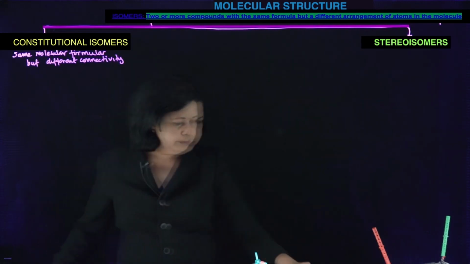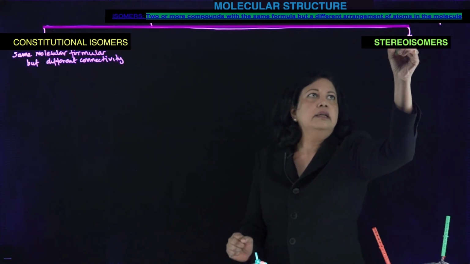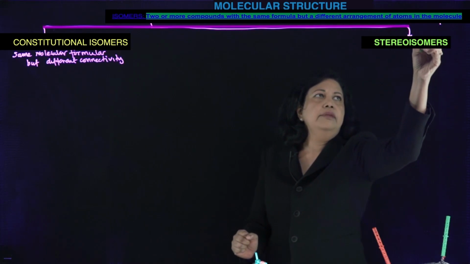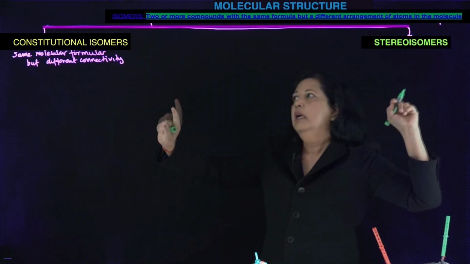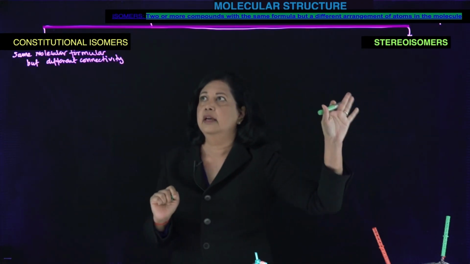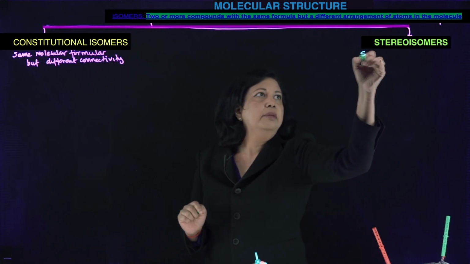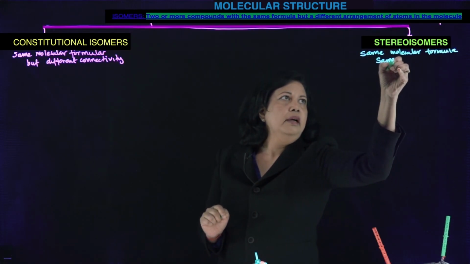What's the other type? The other type are stereoisomers. Now, how are they different from constitutional isomers? Here, the same molecular formula and same connectivity.